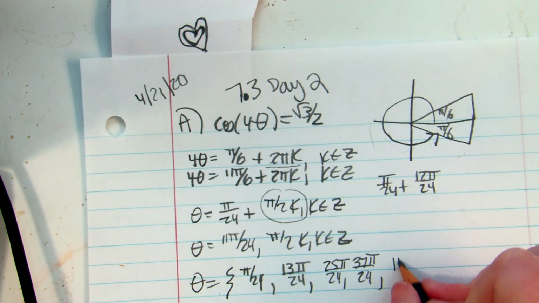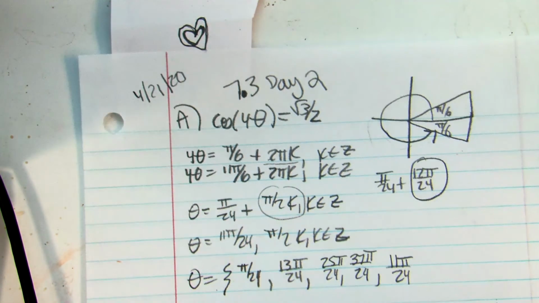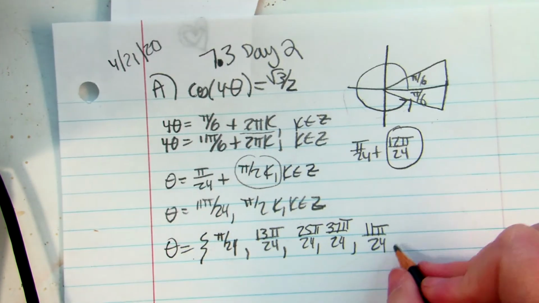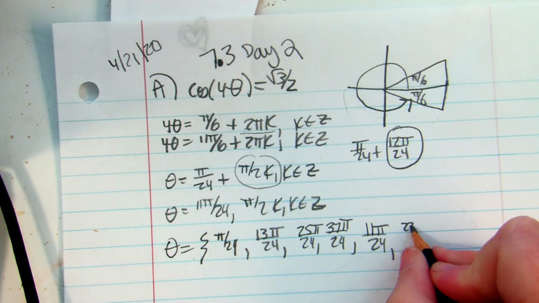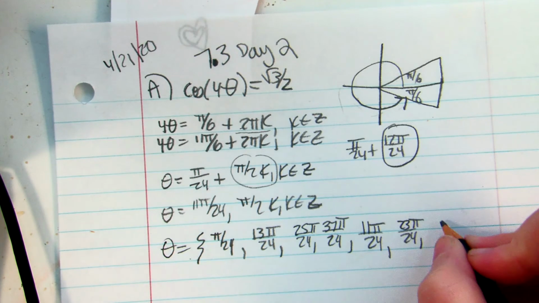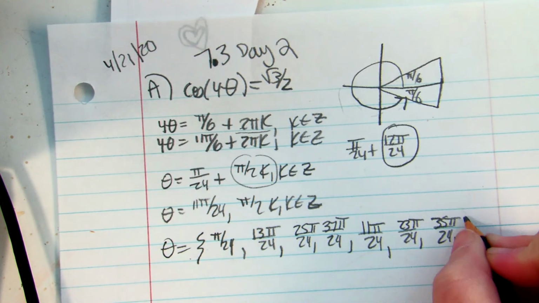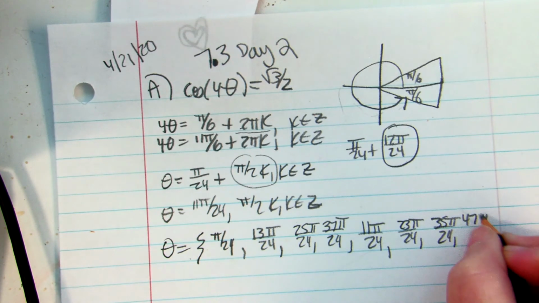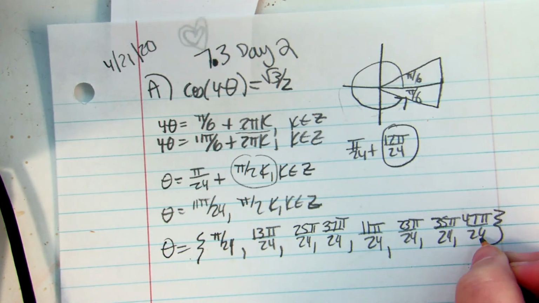Then we have 11 pi over 24. Add 12 pi over 24 to it, we get 23 pi over 24. And then add 12 pi over 24 to it, 35 pi over 24. And 47 pi over 24, which is just under 48 pi over 24, which is 2 pi.